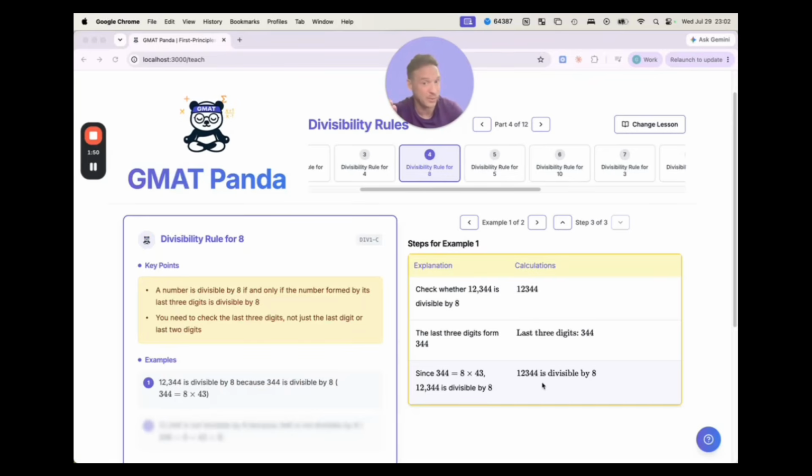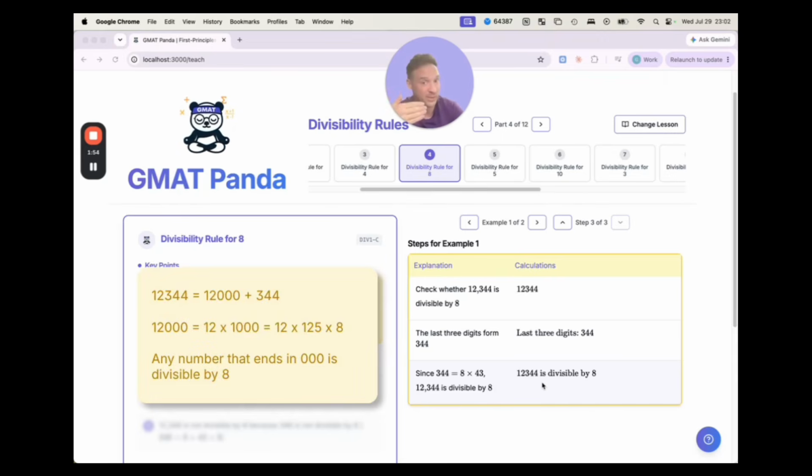And it's actually for the same reason that 12,344 will be divisible by 8, because anything but the last three digits essentially ends in 000. So that's divisible by 1,000, and 8 goes into 1,000. So 8 will divide that bigger number as well.